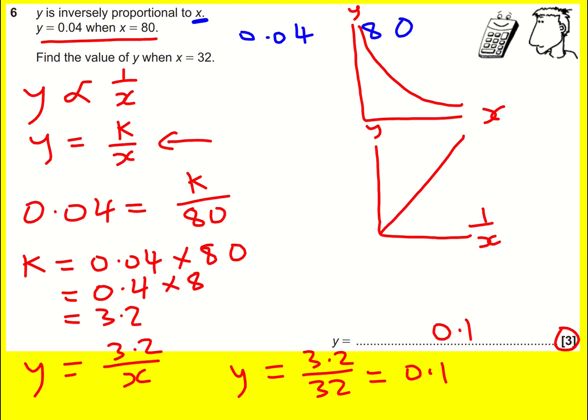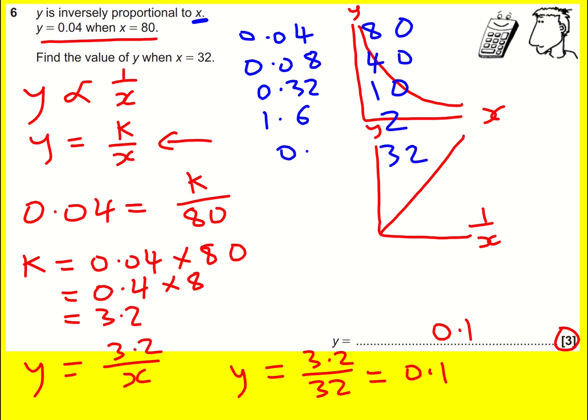So, for example, if I have 80 to 40, then I would double my y to 0.08. I could then maybe divide it through by 4, and I could times this one through by 4 to give me 0.32. Maybe I could divide this by 5 to give me 2, so I have to times this one by 5, which would give me 1.6. And then I could see that I can times this one by 16 to give me 32. So I'm going to have to divide this one by 16, and that's going to be 0.1.